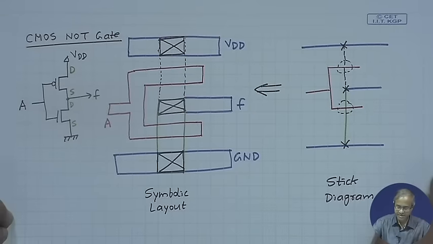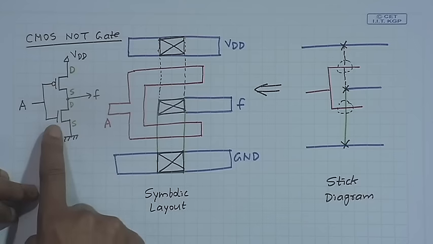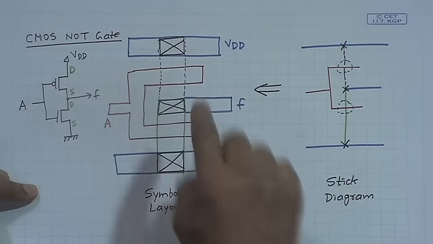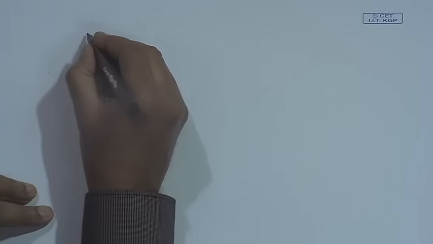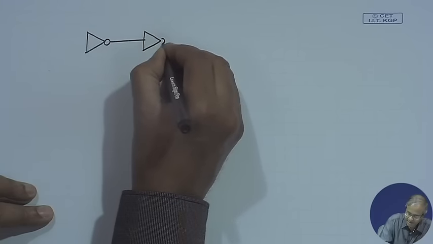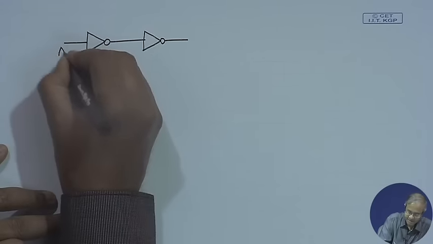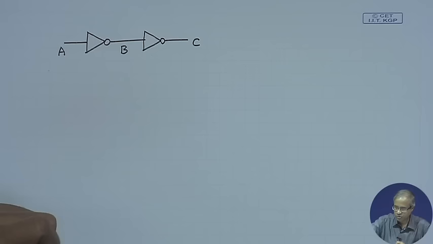You look at this layout which we had seen during our last lecture, where we showed the layout of a CMOS inverter. I shall not be showing the actual layout, I shall be showing the stick diagram. But the case that I shall be talking about now is, let us say we have two inverters that are connected in cascade. Maybe we are designing some kind of a buffer. Let us say this is A, this is B and this is C. Let us try to draw the stick diagrams.